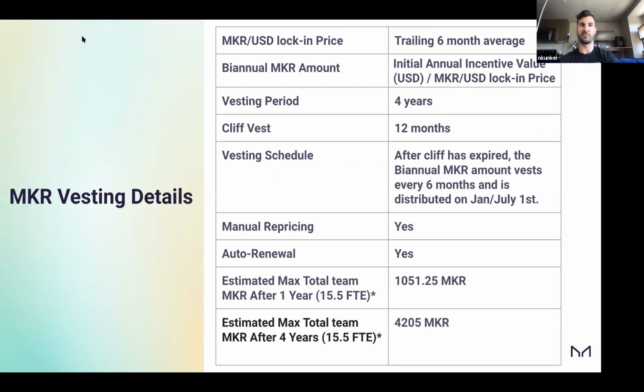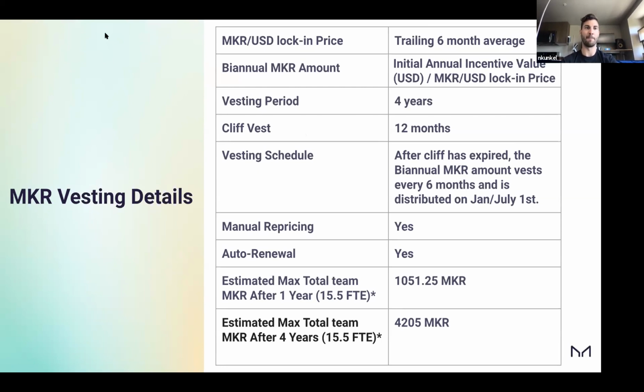So here are just some more of the details, right? So we talked about this, right? The MKR amount is the incentive value in dollars over this locked in trailing 6-month average price. We're doing a vesting period of 4 years, a cliff vest of 12 months. After the cliff has expired, employees will be issued MKR, distributed MKR twice a year, every January 1st and every July 1st. So it's not on a rolling or continuous basis. This is an event that we just do twice a year.